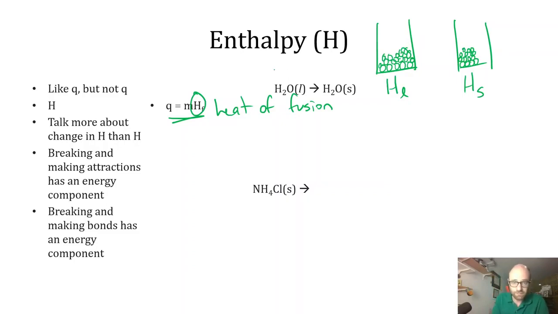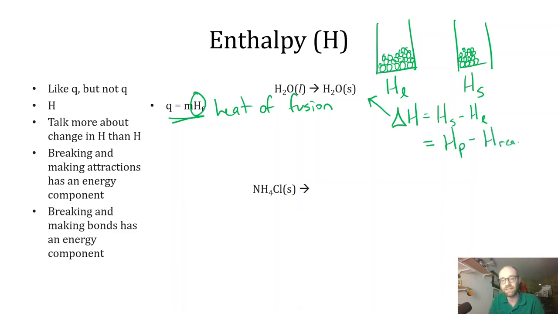If you look at this process here, we're changing liquid into solid. We're changing H. And so here we would say change is always final minus initial. So solid minus liquid would refer back to this. Or if you want to say it more globally, it could refer to the heat of your products minus the heat of your reactants. And I'm saying heat, which is kind of funny.